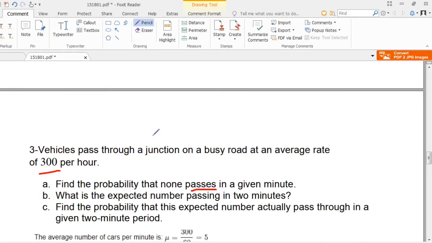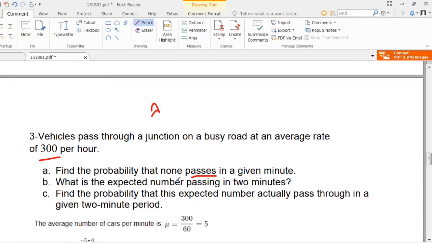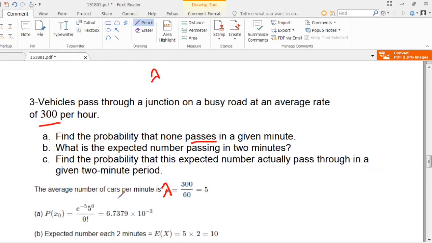So at first you need to get a lambda, okay? And lambda here will be the average rate over a period of time. So this will be lambda, okay? You'll get 5, and then you easily get the probability using the Poisson probability rule, okay? So this is Poisson.